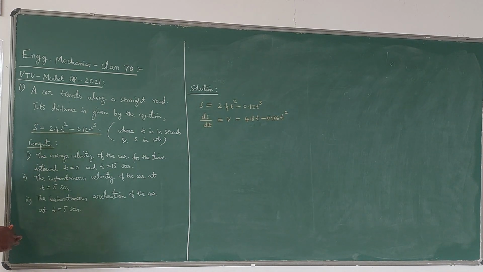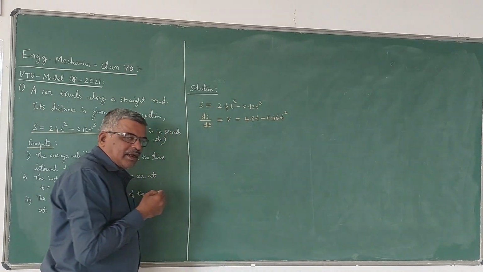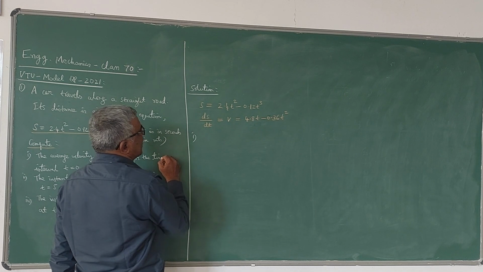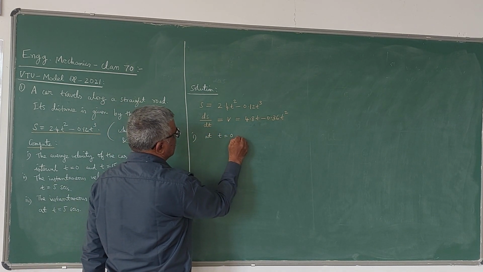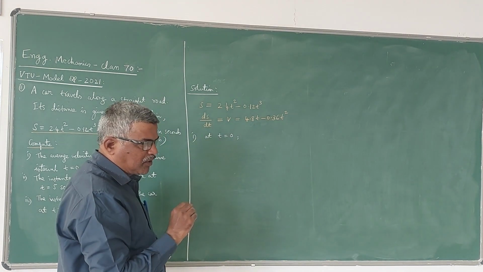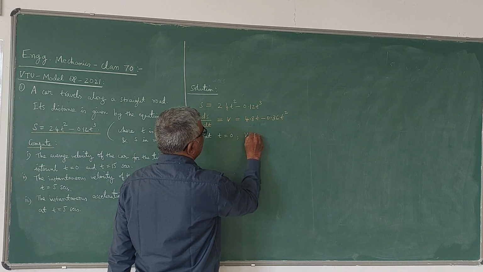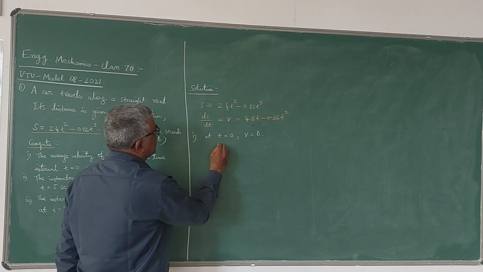The first one asks for the average velocity of the car in the interval t is equal to 0 and t is equal to 15 seconds. So what I will do here is calculate the velocity at t is equal to 0, that is the initial velocity before motion. If you put t is equal to 0 here, we are going to get 0. So initial velocity is 0.